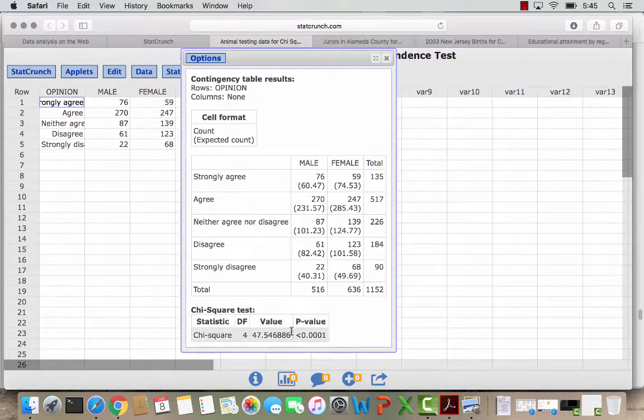And we see here our chi-square value is 47.54, and for 4 degrees of freedom, that's considered significant. Our p-value is very small. Remember, there's 4 degrees of freedom because there are 1, 2, 3, 4, 5 different lines in this table.